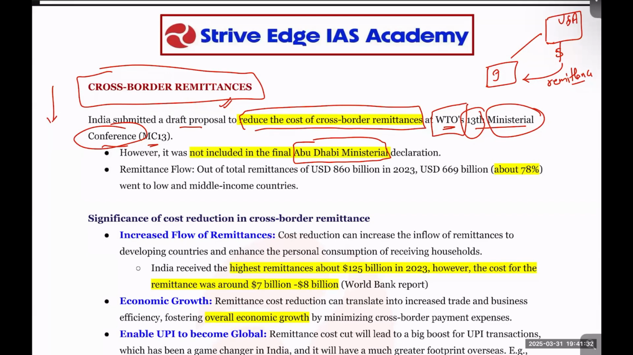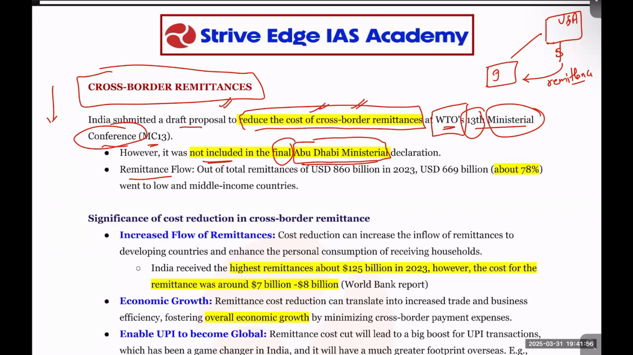Now, why did India propose a draft to reduce the cross-border remittance cost? But you should also remember that though India has proposed it, it was not included in the Abu Dhabi Ministerial Conference final declaration.